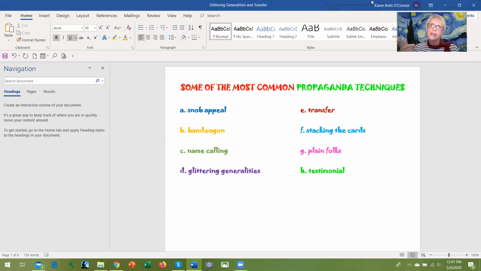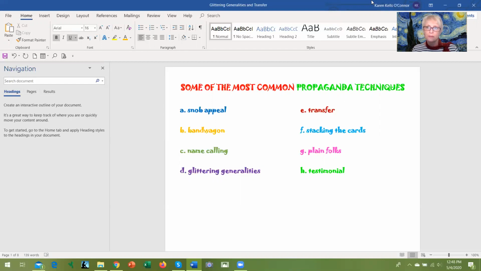Remember the one we had last time? It was for Burger King, and it had a Whopper next to a Big Mac, and it said something like, it looks more like a medium Mac. That's Burger King doing name calling against McDonald's. Then we have glittering generalities, which I'm going to go into more detail about in a second, and the same with transfer. So let me skip over those two.